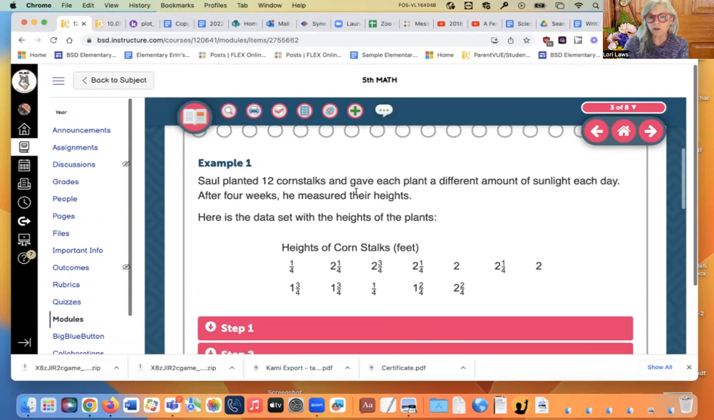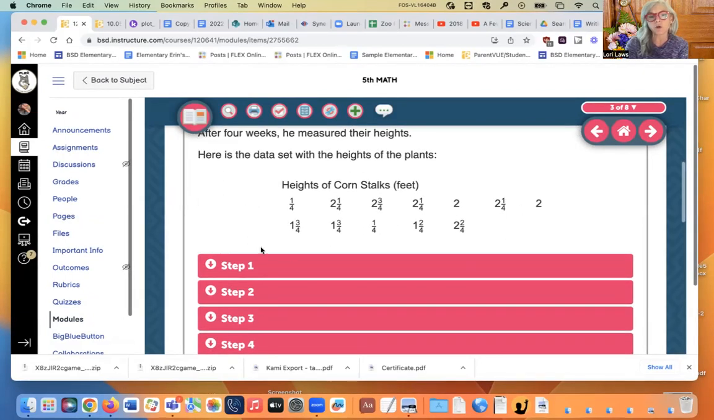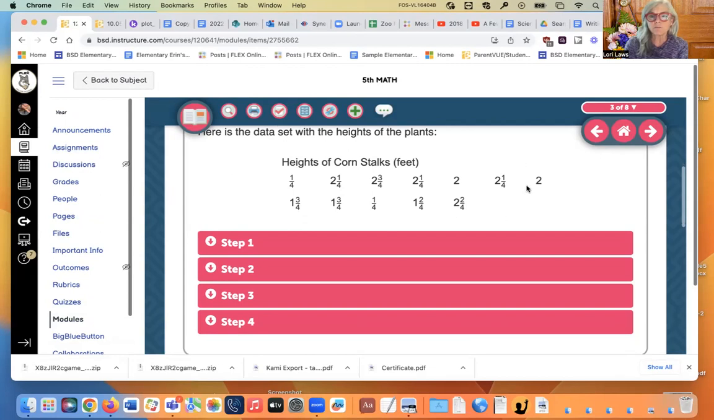Saul planted 12 corn stalks, gave each plant a different amount of sunlight. After 4 weeks, he measured their heights. So the same kind of thing, but fewer corn stalks. Here's the data set. We look for the smallest number, which in this case is, do you see it? Anybody? 1/4. 1/4 of a foot. What's the tallest plant?